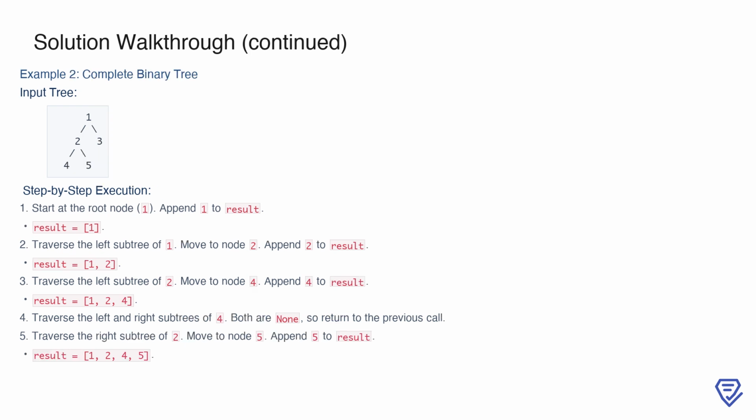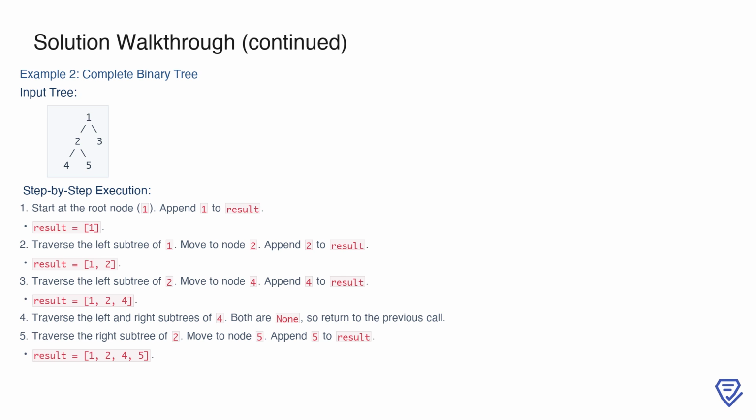Now in example 2, we have a complete binary tree. The root node is 1, with left and right children 2 and 3, respectively. Node 2 also has 2 children, 4 on the left and 5 on the right. Starting at the root, we append 1 to the result, so it becomes 1. We then move to the left child of node 1, which is node 2, and append its value to the result, making it 1, 2.